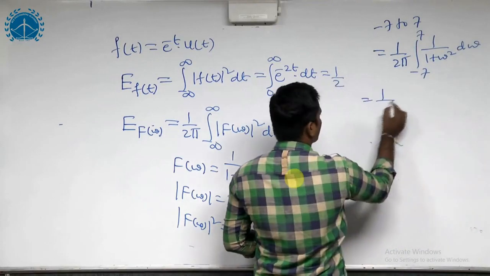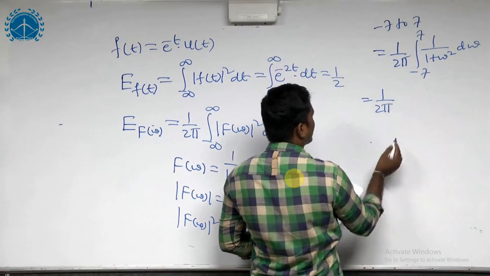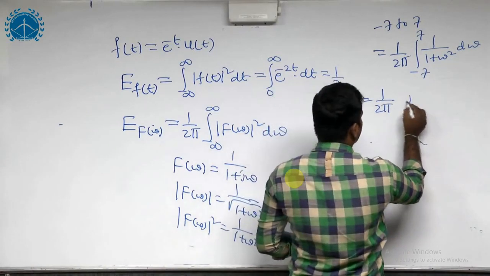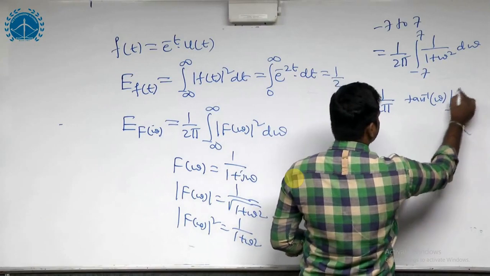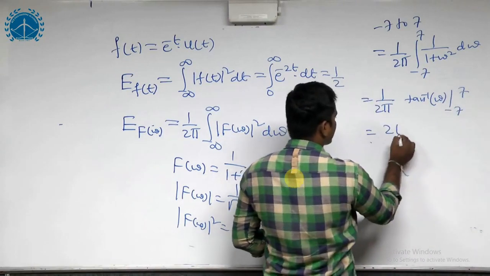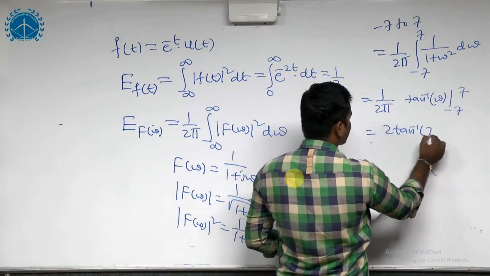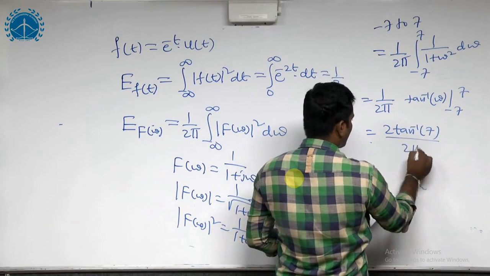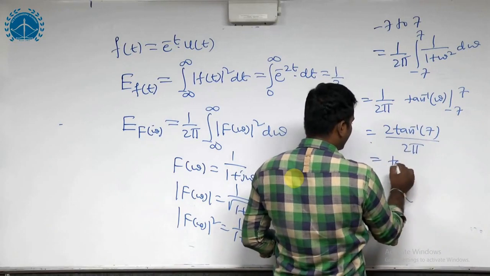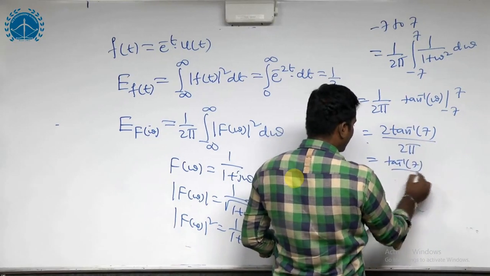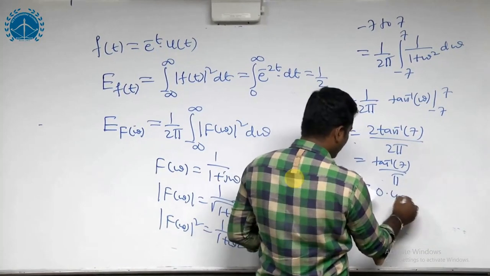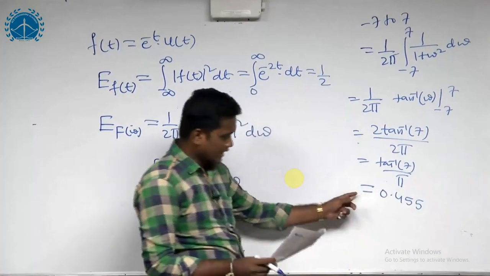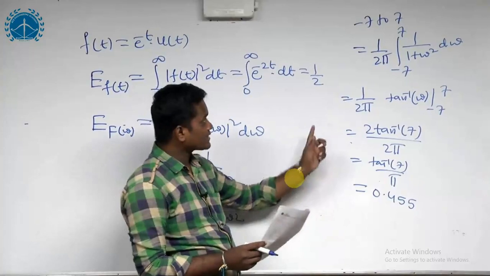So this is equals to the integration of 1 by 1 plus omega square, which is tan inverse of omega from minus 7 to plus 7. So this is equals to 2 tan inverse of 7 by 2 pi. So tan inverse of 7 by pi. If you solve this, you are going to get 0.455. It is the energy contained in the range of minus 7 to plus 7.